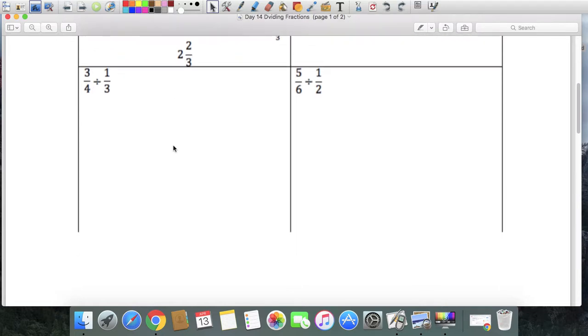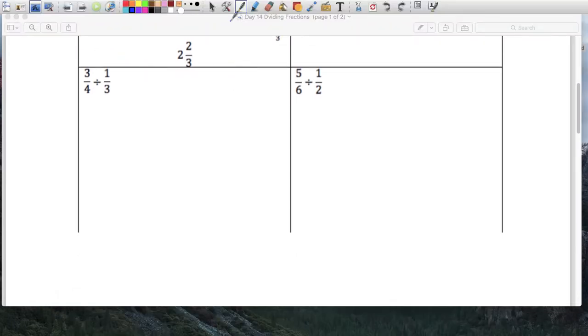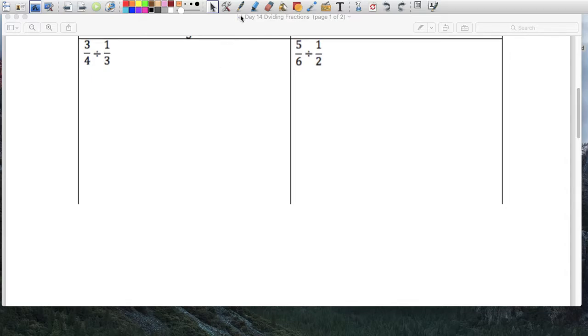Okay, review. So let's do the first one. Maybe by doing it, you can remember. So here's 3/4 divided by 1/3. I'm going to draw it. So here is something cut into fourths, and it means that I have this much, 3/4. And then here's something cut into thirds. It's a little bit different.